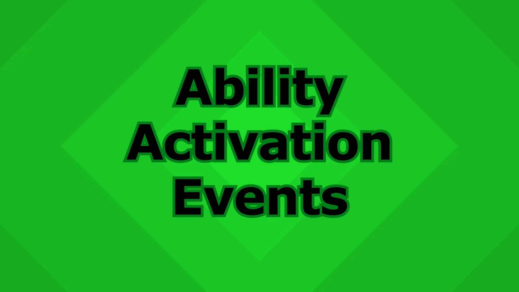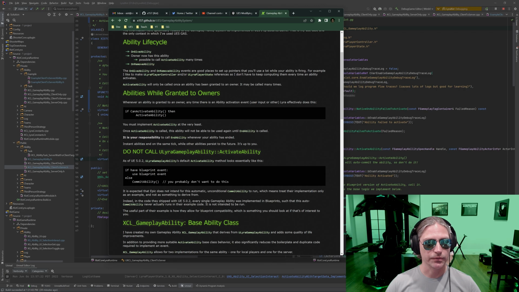Activation events occur while owned. Basically what Lyra does is it says if can activate, then activate. Now can activate by default just returns true, so you don't need to worry about that unless you want there to be circumstances in which an ability cannot be activated. But for our purposes, we just say for now this is always going to be true. So activate ability is really what you need to worry about.